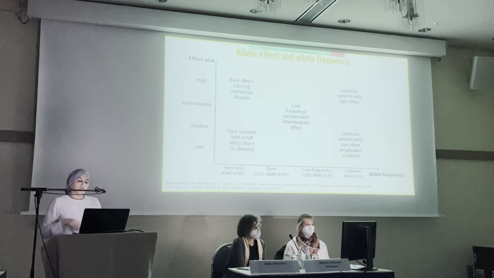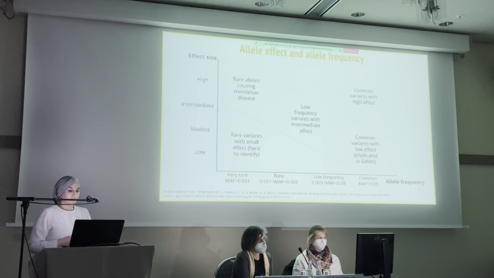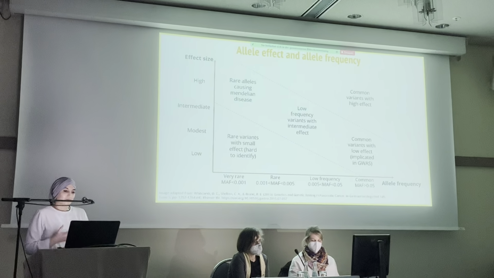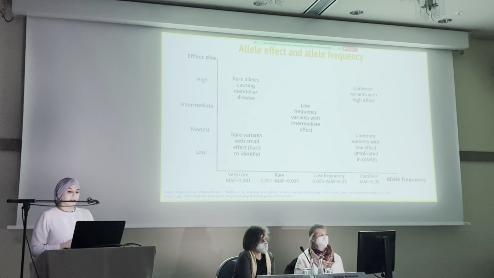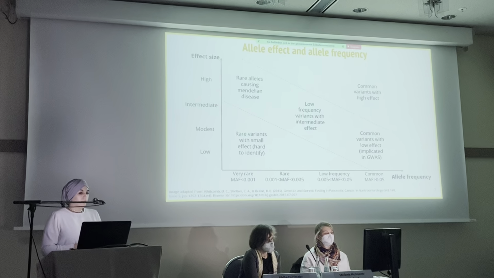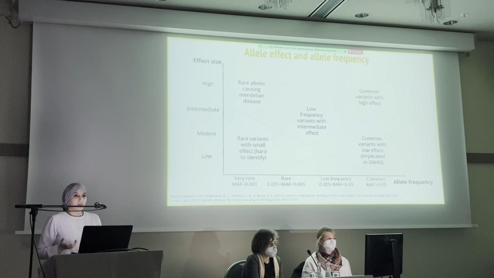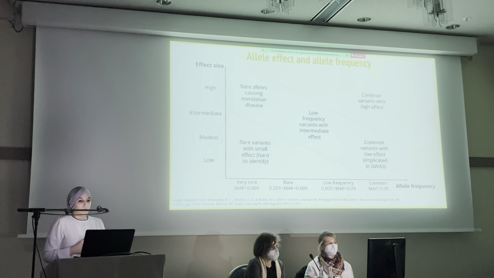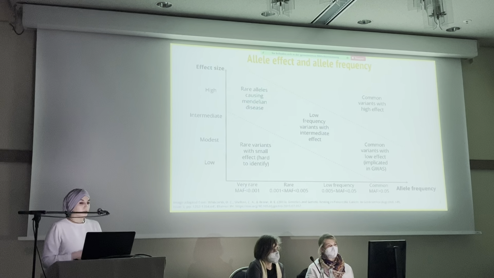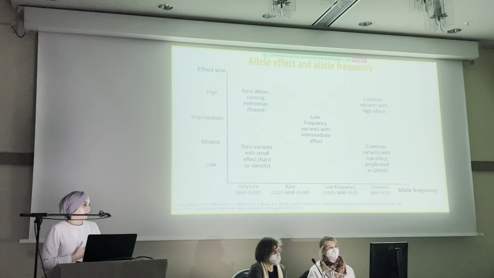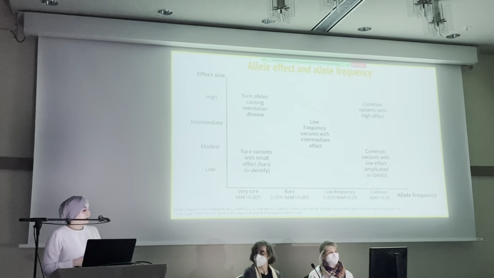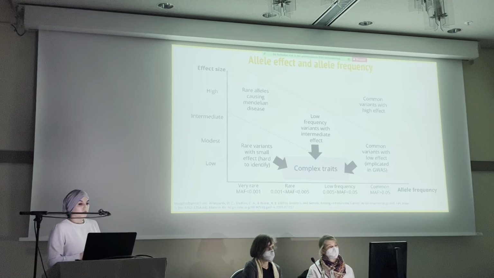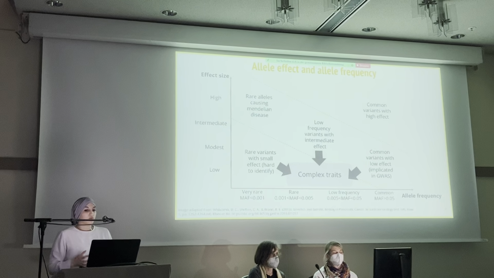There are maybe a few common variants with high effect size that can affect phenotypes, and on the other hand, there are rare variants with very small effect size, but these are hard to identify because the effect is hard to detect. In the middle, we have low frequency variants with intermediate effect, and these have not been studied, or have only recently been studied. We think that these variants can also contribute to the genetic architecture of complex traits, and this is what we're trying to investigate.